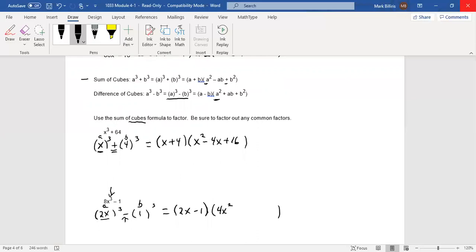So my next step, I multiply A times B. What sign do I use? Plus. So the sign I started with, the minus, and this middle sign are always opposite of one another. So my next term is A times B. So A is 2x, B is 1, so 2x times 1 is 2x.